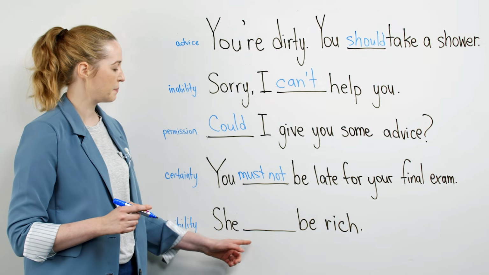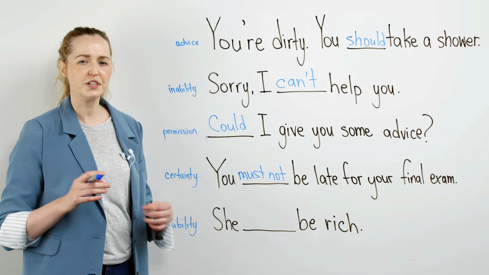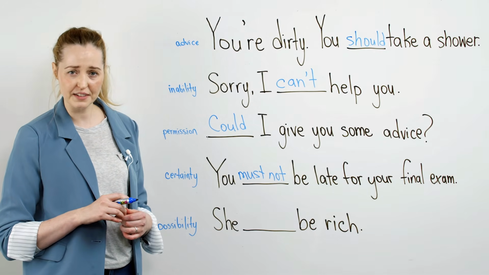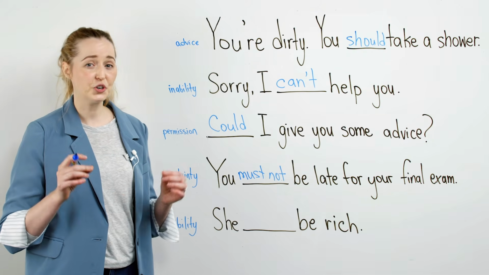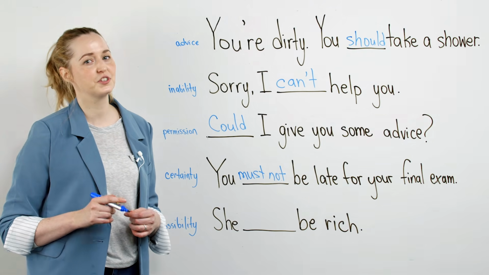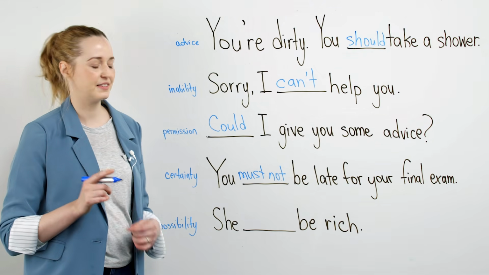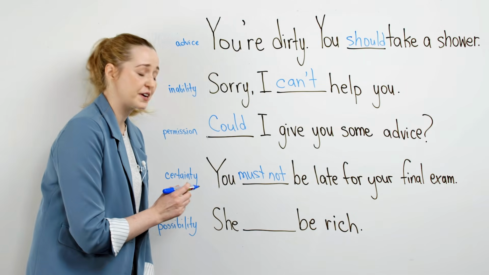Possibility. She blank be rich. Which modals express possibility? Could or might are both good choices. Let's use might. She might be rich.